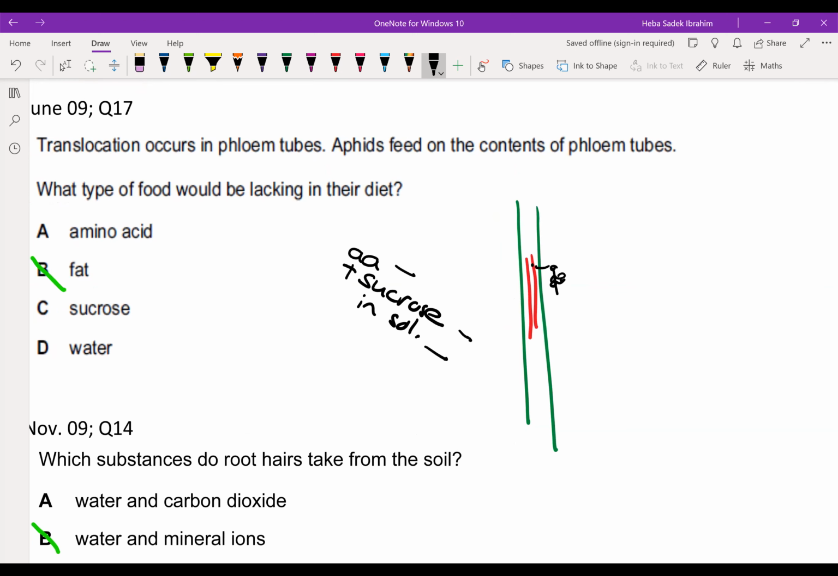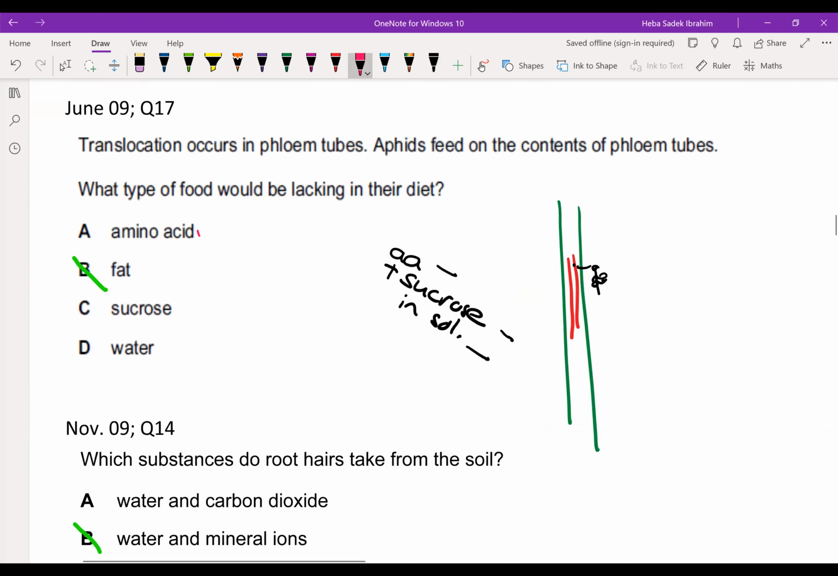يبقى what will not be found inside the phloem vessels is fats. لكن amino acids موجودين، sucrose موجودين، وكلمة in solution يا عمر معناها إن هم they're dissolved in water, which means there is water inside the phloem vessels.